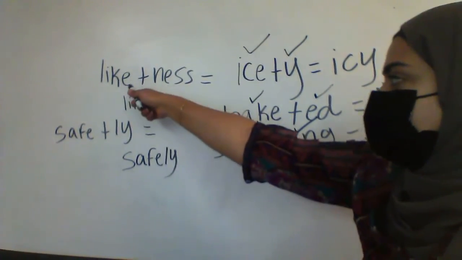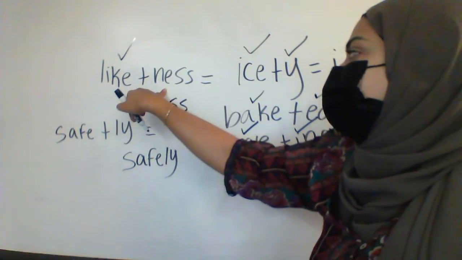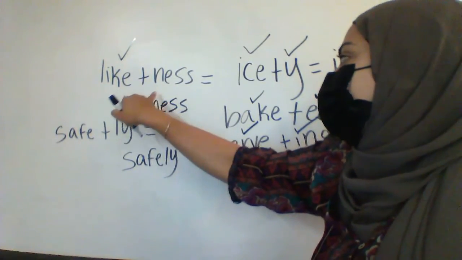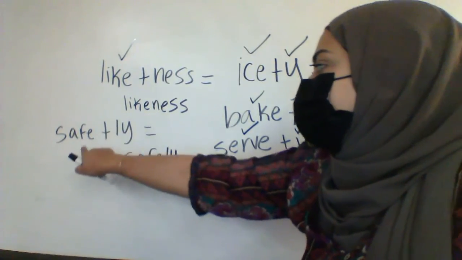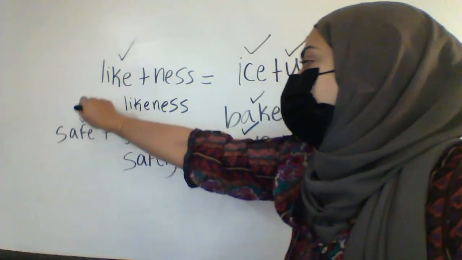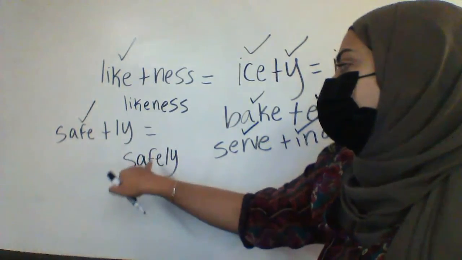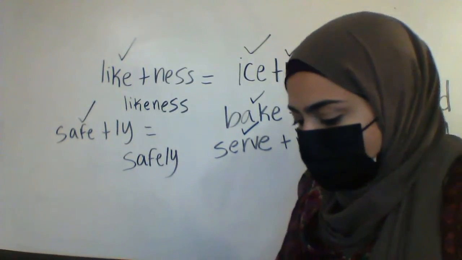How about here? Does this one end with a silent E? Yes. Is this a vowel suffix? No. So I have to add the E. What about here? Does this end with a silent E? Yes. Is this a vowel suffix? No. So do I drop the E? No, I keep it. Very good.